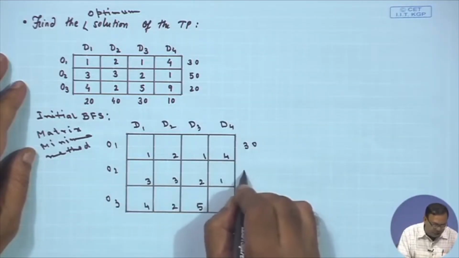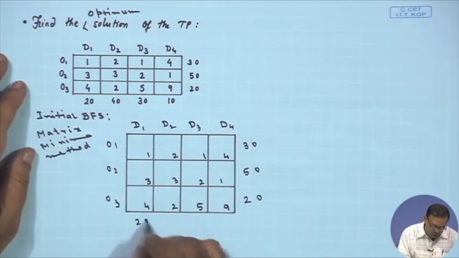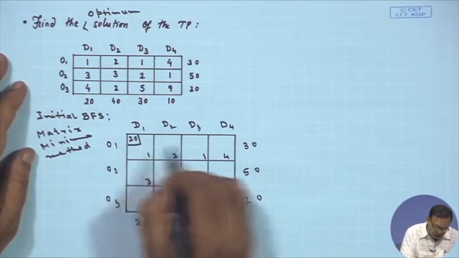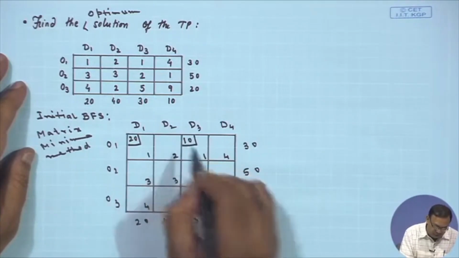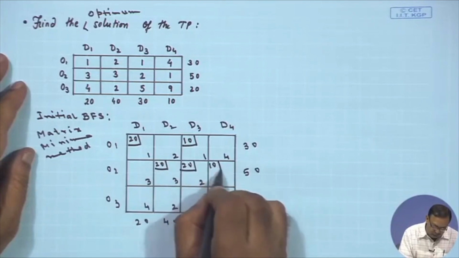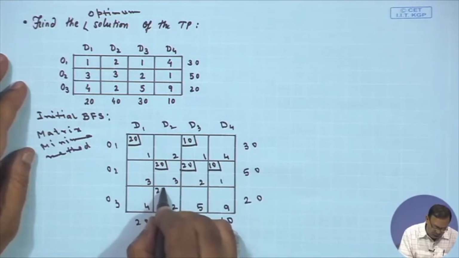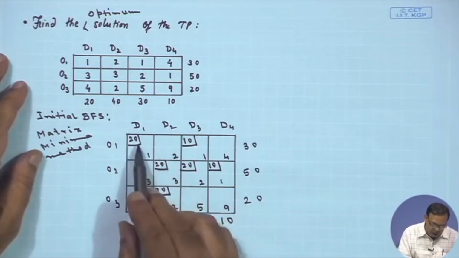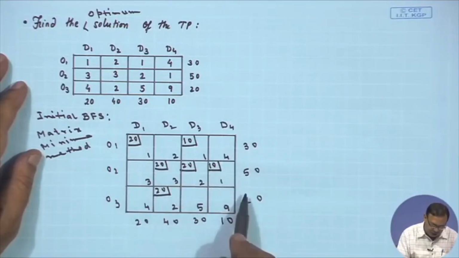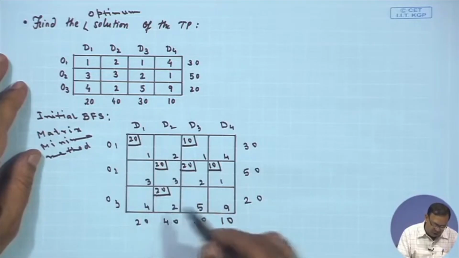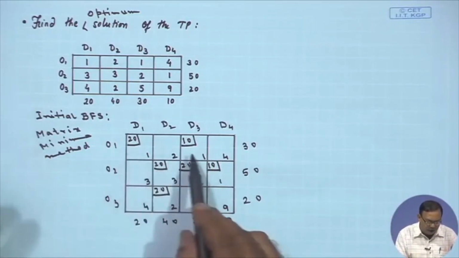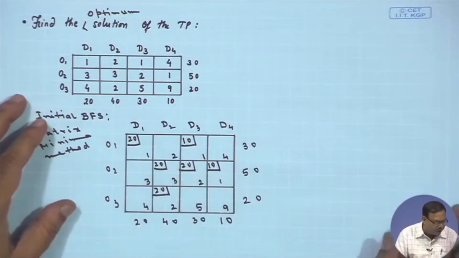Here it is 30, 50, 20, 20, 40, 30 and 10. Your initial basic feasible solution will become this one. This is 20, this is 10, then 20, 20 and 10, and here it is 20. You can check the allocation is fine: 20 plus 10 is 30, here 20 plus 20 plus 10 is 50, here 20. Column wise it is 20, 20 plus 20, and 20 plus 10 is 30 and 10. So, allocation is fine. So, x12 is 20, x13 is 10, and like this you can write down.